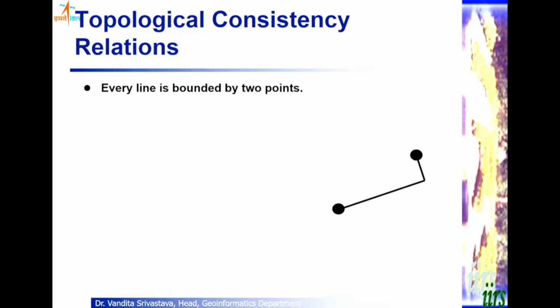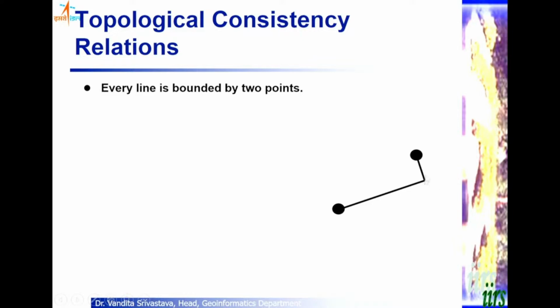Please note that there are various types of topologies. For various types of applications you will require various advanced topological definitions, but these are the basic topological rules that are required for any topological relationship and for any analysis to be carried out. Just one simple rule is that every line is bounded by 2 points. So these are 2 points or nodes.